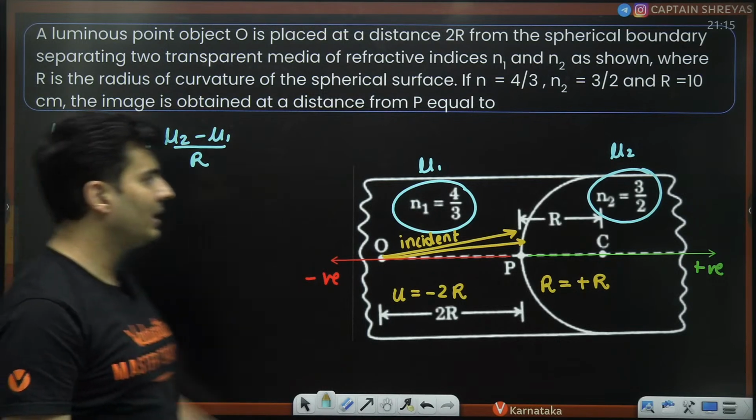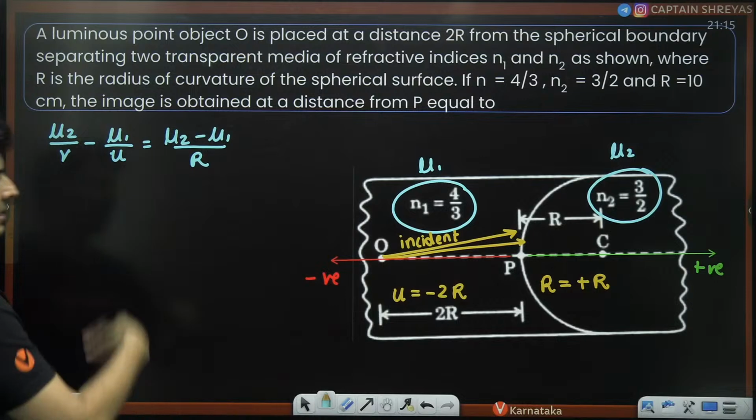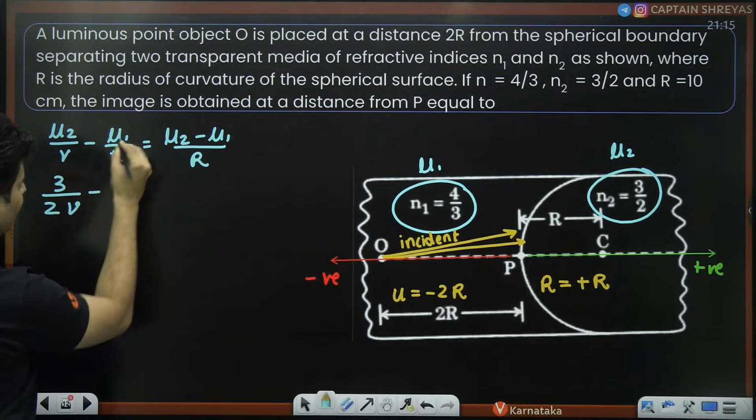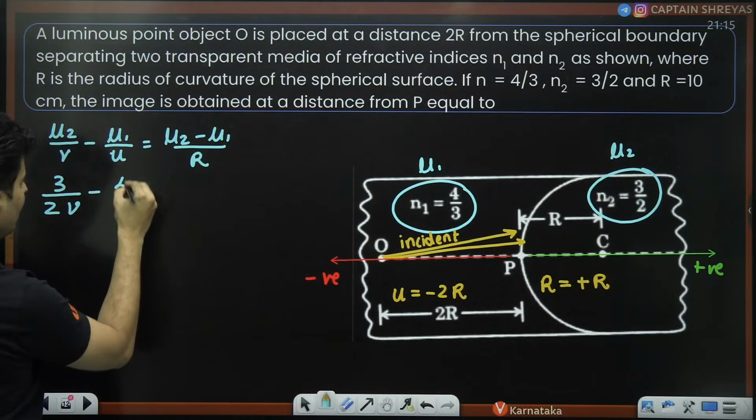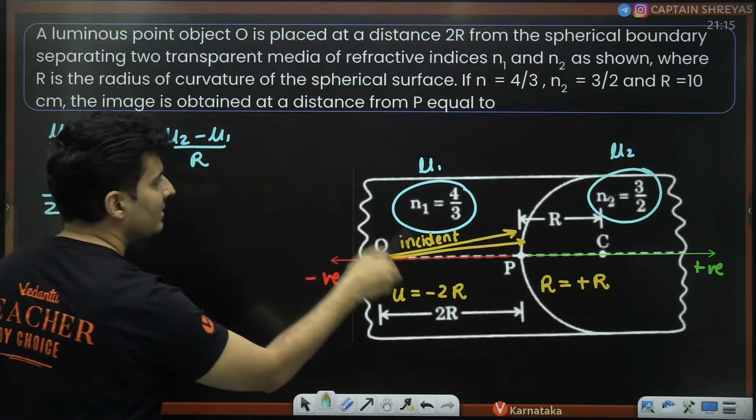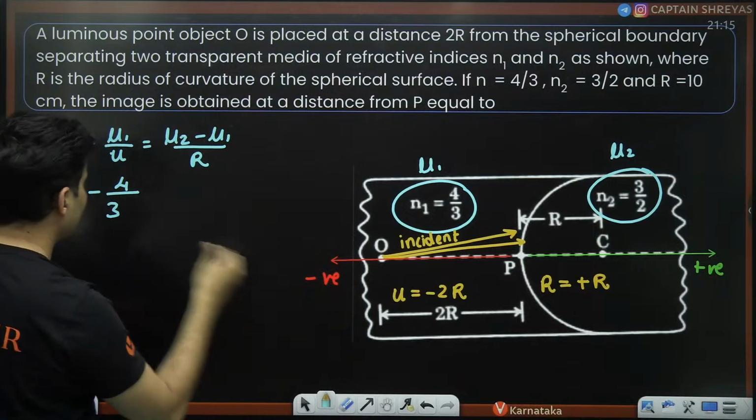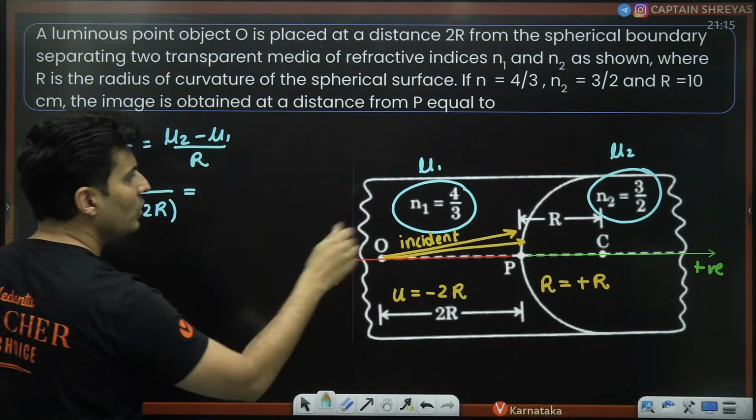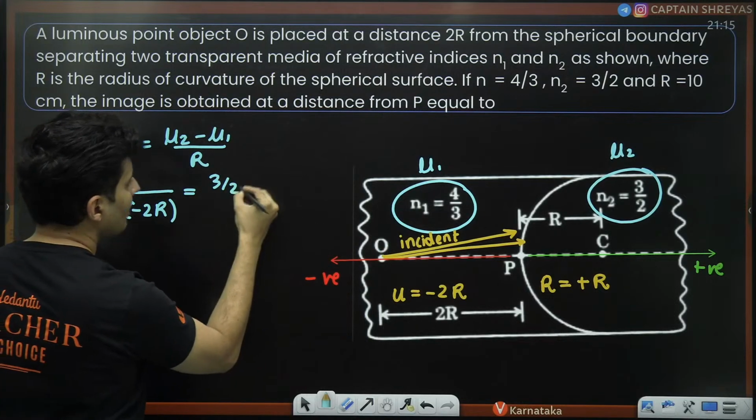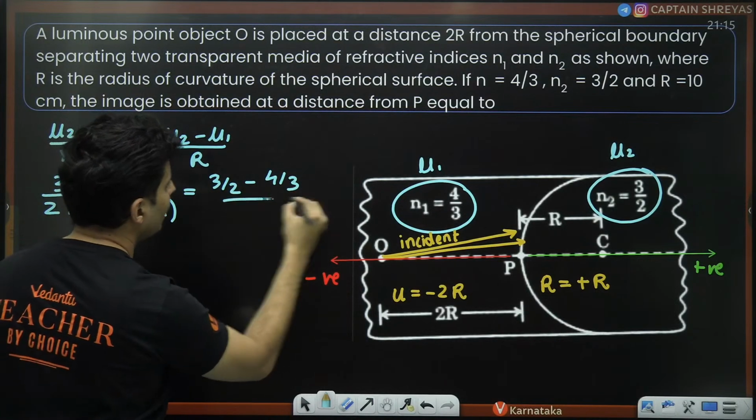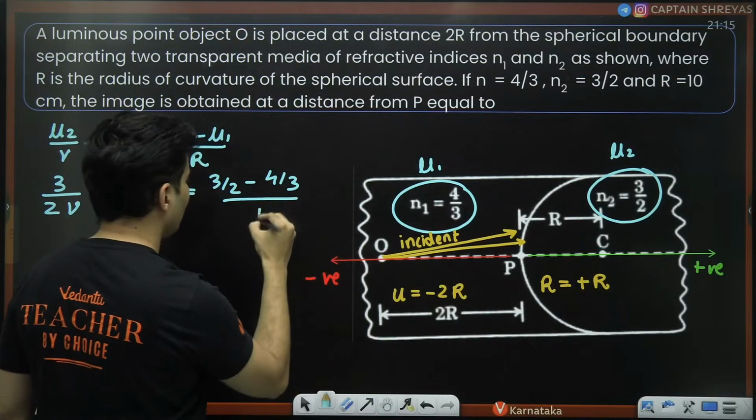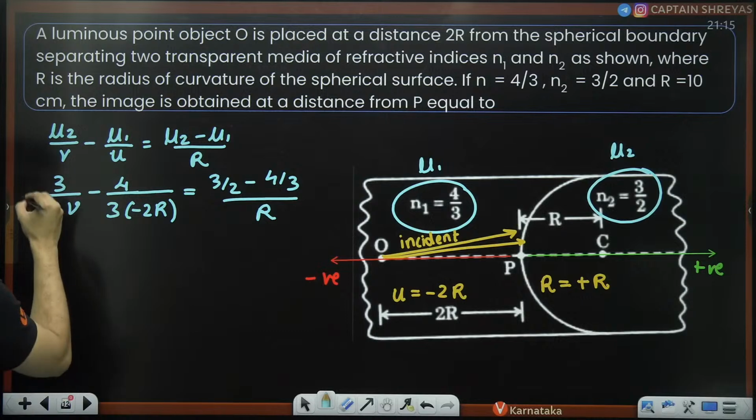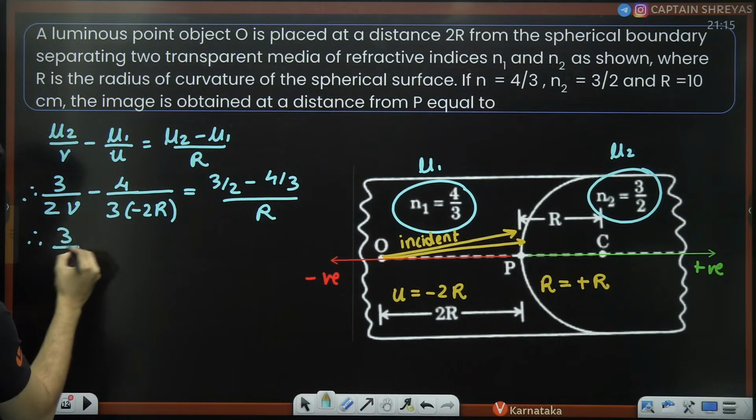What is the refractive index of the second medium? It is basically 3 by 2. Image distance unknown. What is the refractive index of the first medium? 4 by 3. What is the object distance? It is basically negative 2r, is equal to mu2 minus mu1. That means 3 by 2 minus 4 by 3 divided by the radius of curvature, which is basically r. Perfect. Let's solve it step by step.